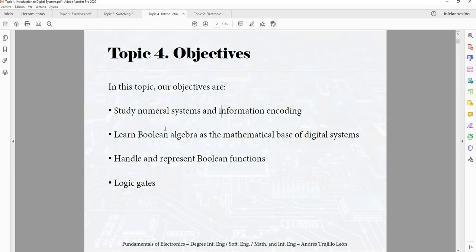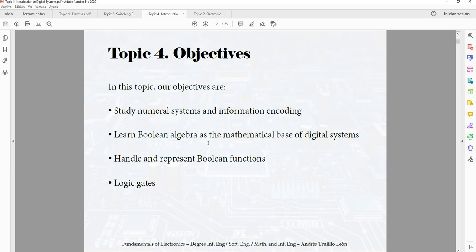We are going to learn about Boolean algebra. That is the mathematical framework, the mathematical base that we are going to use to work with digital circuits. You have to manage Boolean algebra perfectly, because you are going to use this algebra to manipulate functions, to create functions, to simplify functions, etc. And as you have just seen in the previous examples of the gates in topic 3, functions are translated into gates, and gates are translated into connections of transistors.